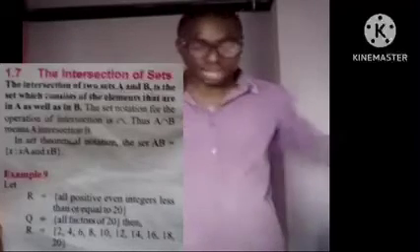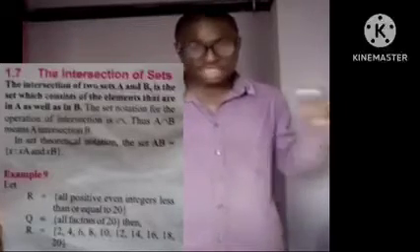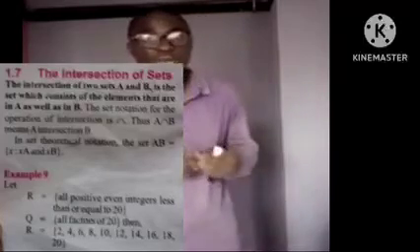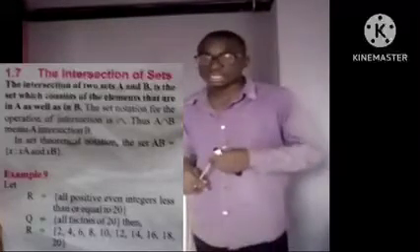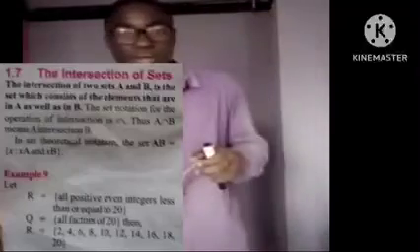So that is disjoint sets, and they don't have any intersection. There's nothing common between them, so they are disjoint. I hope you understood that concept of sets. Let's move on to union of sets.